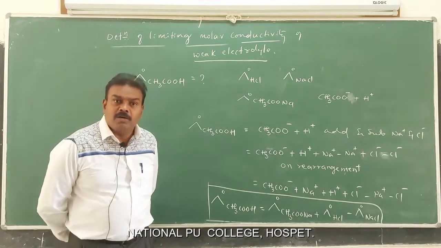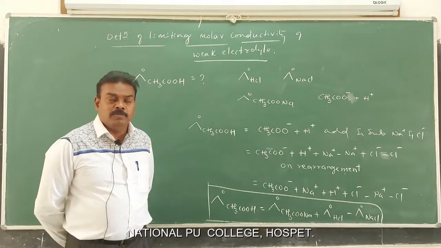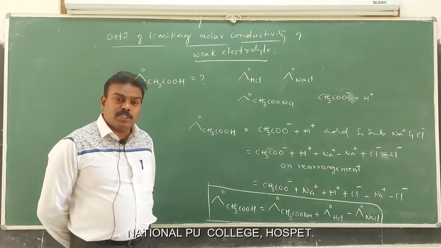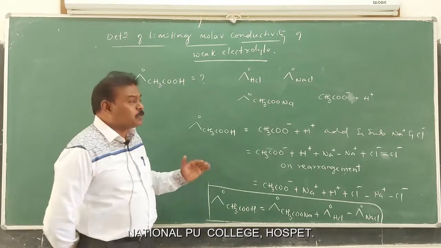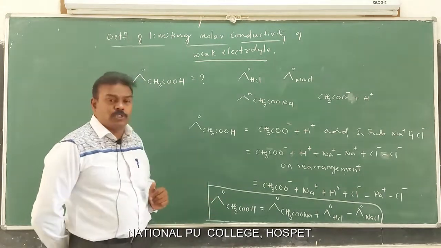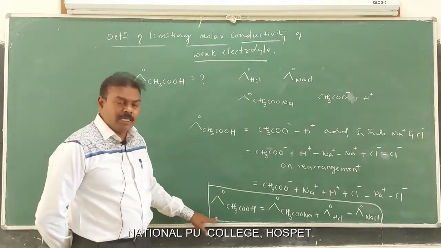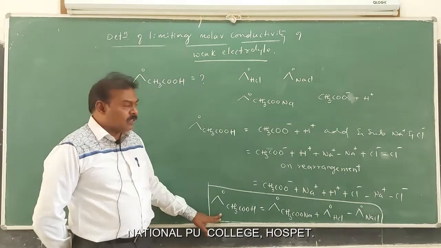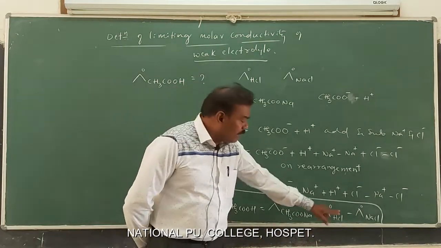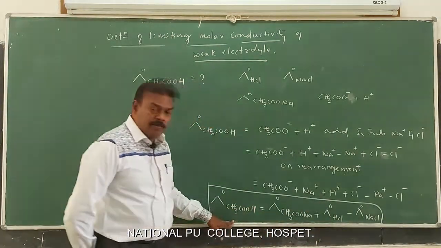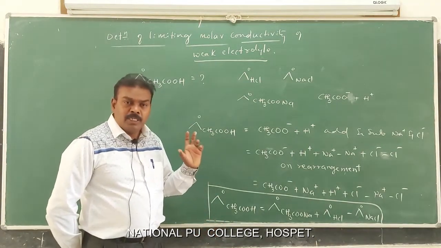What is the Kohlrausch law? At infinite dilution, when the dissociation is complete, each ion makes a definite contribution towards the molar conductivity of the electrolyte, irrespective of the nature of the other ions with which it is associated. This is the expression according to the Kohlrausch law. For any weak electrolyte, the limiting molar conductivities of strong electrolytes will be given, and using those values we can find the limiting molar conductivity of the weak electrolyte. This is a very, very important concept.